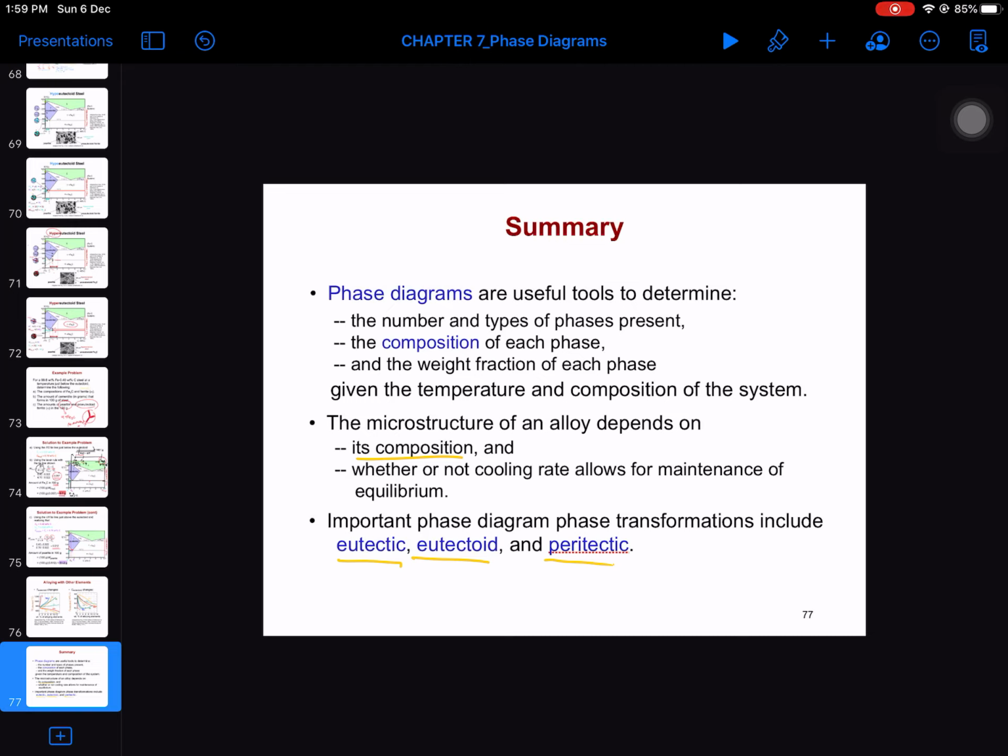I think that's it to conclude chapter 7. I hope you'll be able to go back to your notes and find out more of the details for the chapter, in order to better understand it.